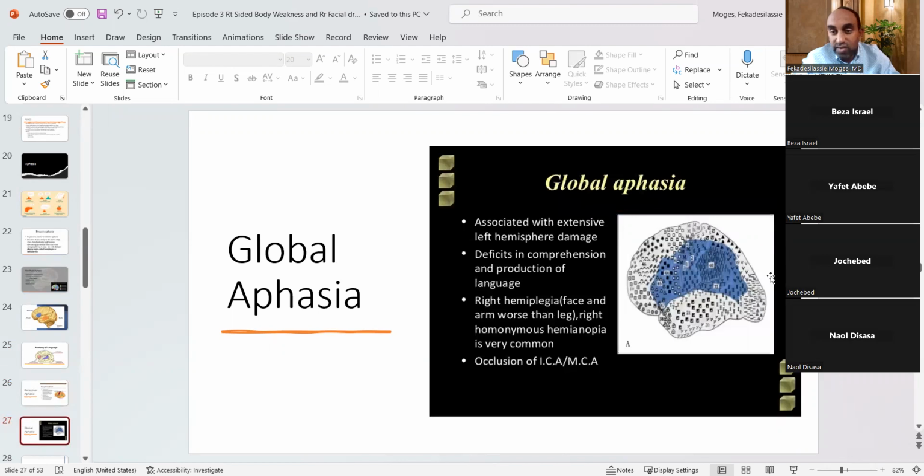Global aphasia, you can see a very big area of the brain is affected. So they are literally mute. They cannot understand. They cannot say anything. So it's very, very frustrating, like that of our patient.